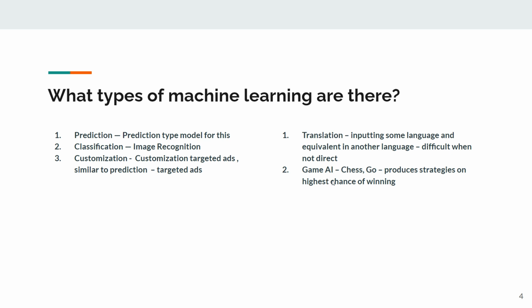And another one would be game AI. This is the one I would probably have the most experience with, being an esports coach. Things like chess, Go, produces strategies on highest chances of winning. Some really interesting stuff with game AI. Deep Blue versus the newer chess learning algorithms or machine learning. Machines learn better from playing against themselves, they found, than going over data from famous chess players.